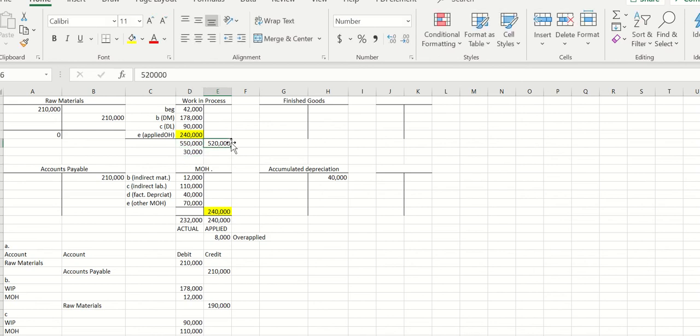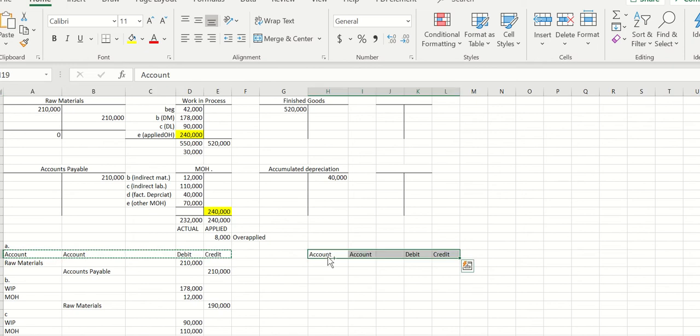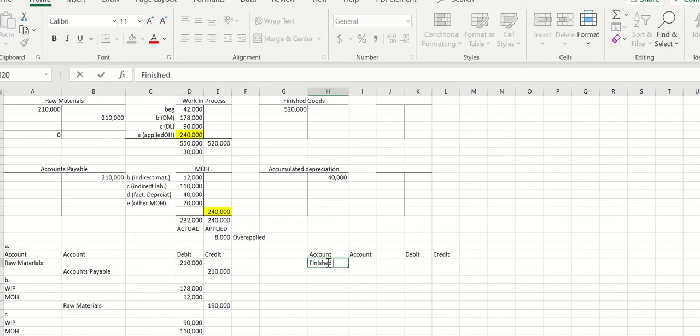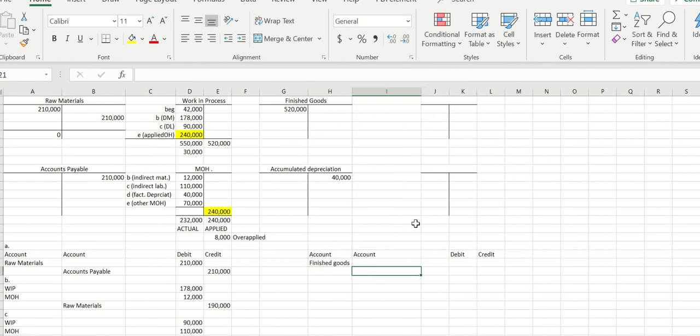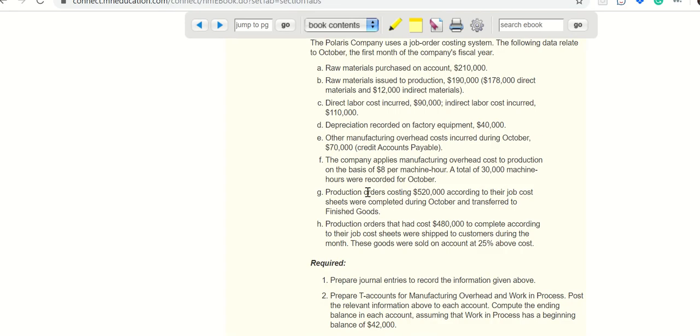So if I'm going to credit my work in process because they're done, I'm going to debit my finished goods, right? So the journal entry, I brought this over, maybe I'll do the journal entries over here. I would debit my finished goods. Now I have finished goods inventory, and that's an asset. And then I'll credit my work in process, right? Taking them out of work in process. And not all the 550, it's only 520,000 from the problem that was finished. Yep, so that's what my entry would look like.